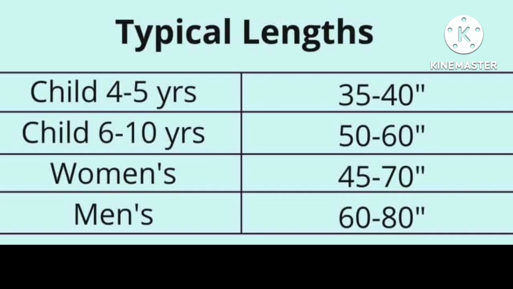So friends, here are some typical lengths according to age. For a child aged between 4 to 5 years, the length of the scarf should be 35 to 40 inches. For a child aged between 6 to 10 years, the length of the scarf should be 50 to 60 inches. For women, it will be 45 to 70 inches. And for men, the length of the scarf should be 60 to 80 inches.